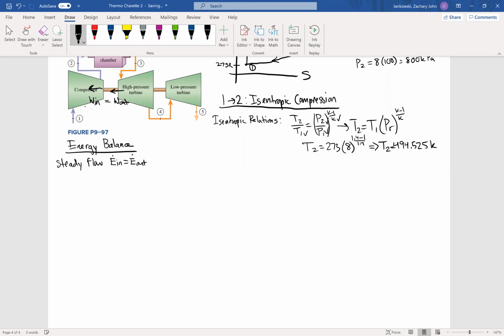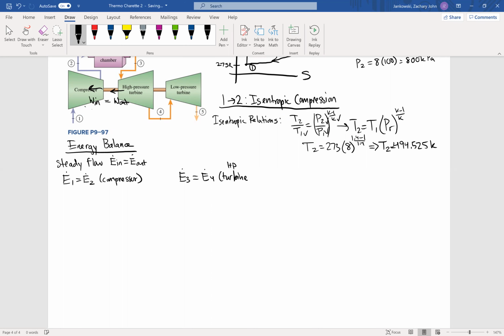So when we break this up, we note that our E dot 1 at the inlet of our compressor is equal to the E dot 2 at the outlet of our compressor. We're just going to write compressor because we're going to break this up into two energy balance equations. We also note that the E dot 3 at the inlet of our high pressure turbine is equal to our E dot 4 at the outlet of our high pressure turbine. We'll just put high pressure so we know that it's the first turbine.